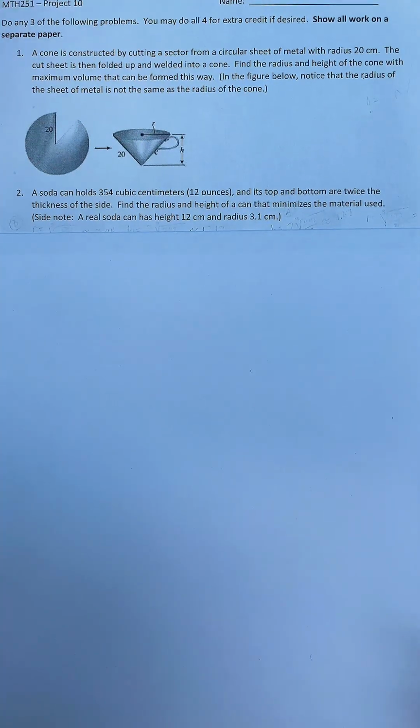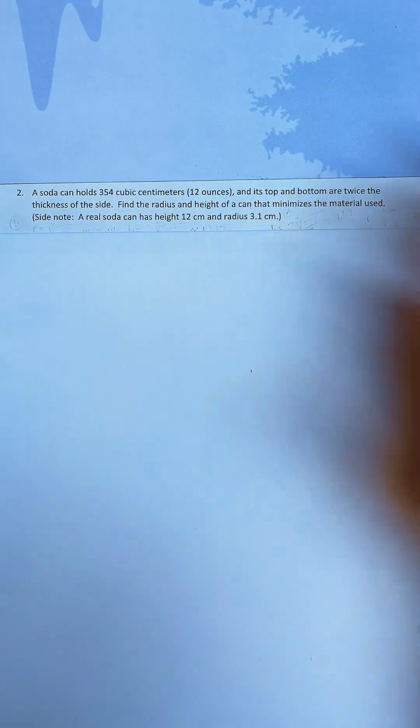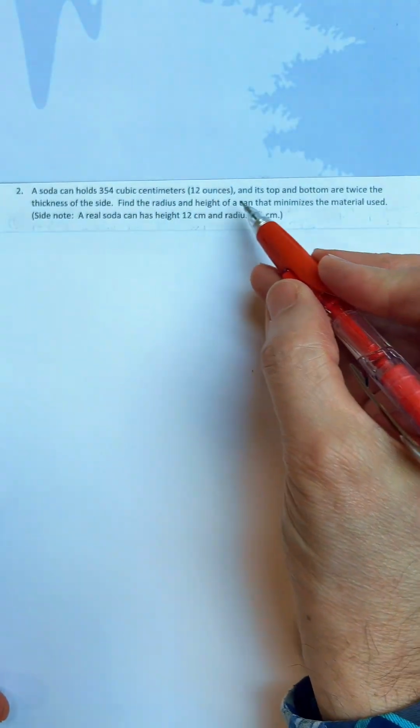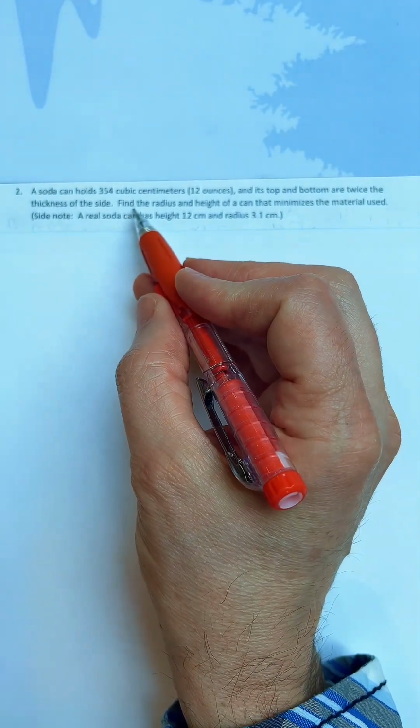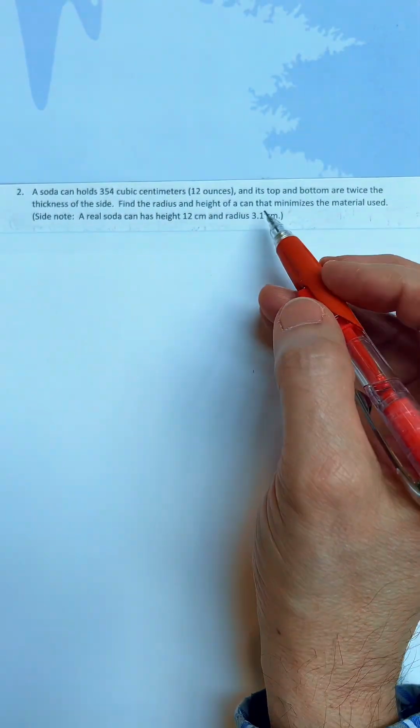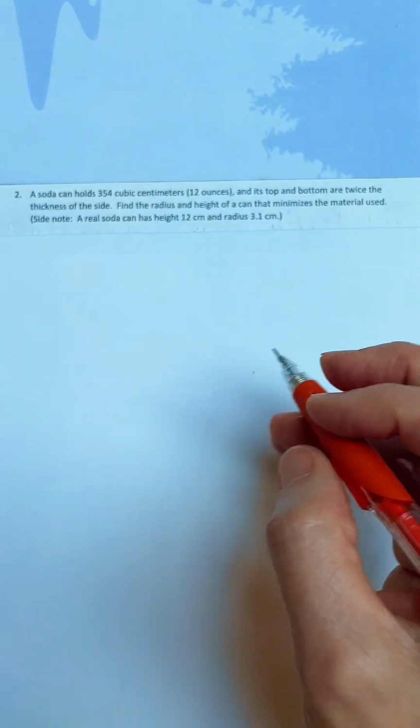All right, here's another one from the same worksheet. It's this problem right here. A soda can holds 354 cubic centimeters. Its top and bottom are twice the thickness of the side. Find the radius and height of a can that minimizes the material used.